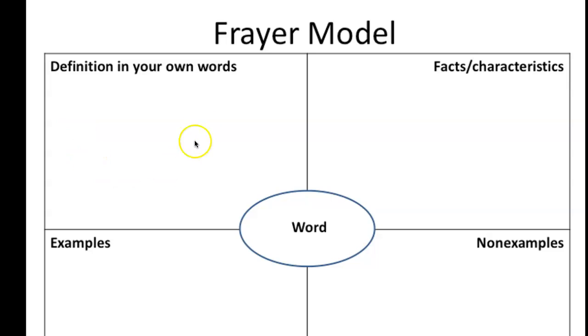The students are asked to define it in their own words, to write facts and characteristics about the word, to give examples of the word, and non-examples of the word. This graphic organizer will lead students to a deeper understanding of a word and its relationship to their own lives. This model is easily adapted to your content areas.